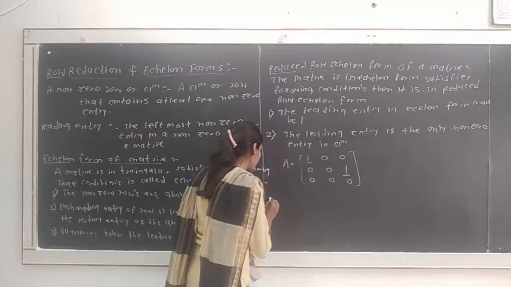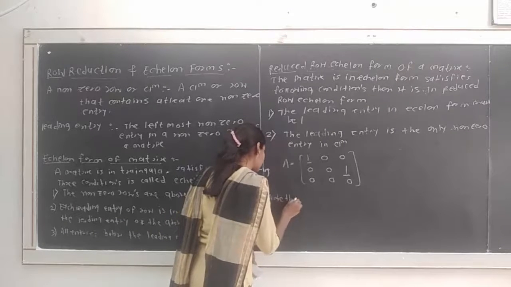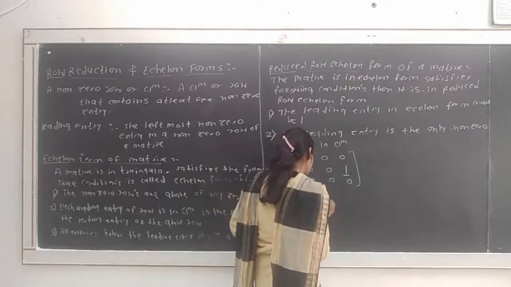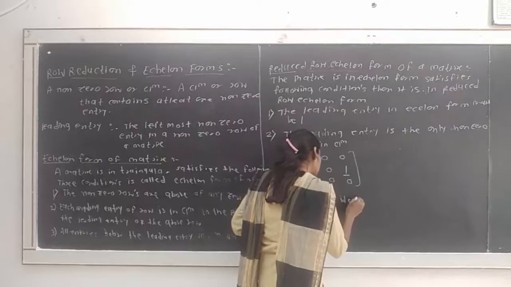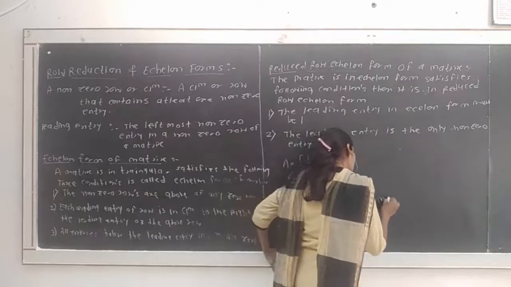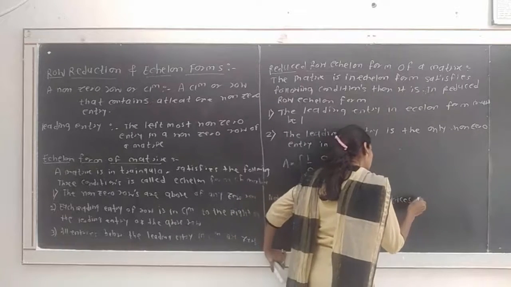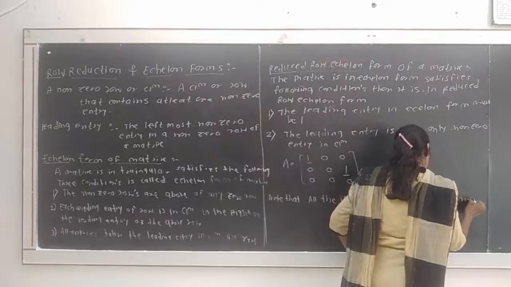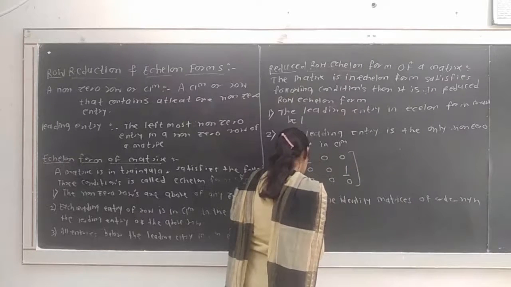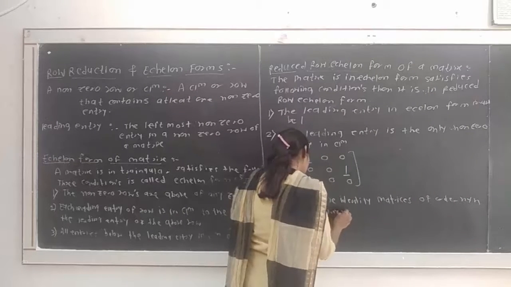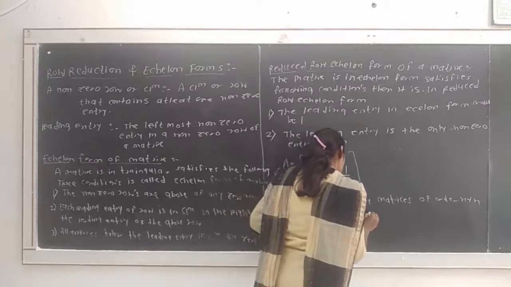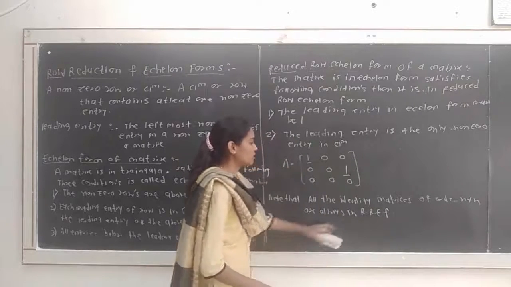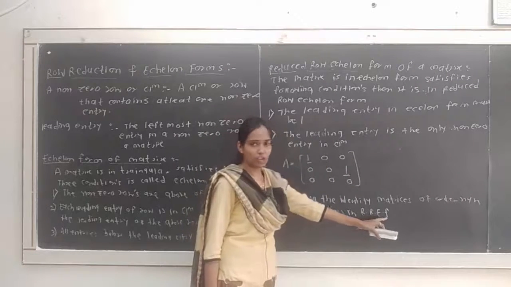Okay, then here note that all the identity matrices of order n cross n are always in reduced row echelon form. So in short we can write it in this way, reduced row echelon form.